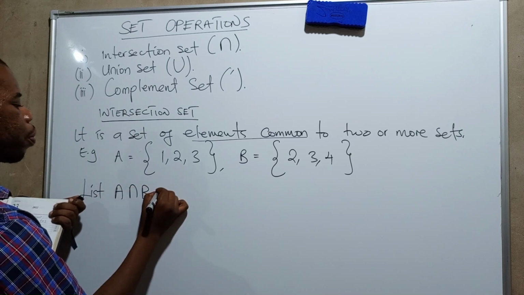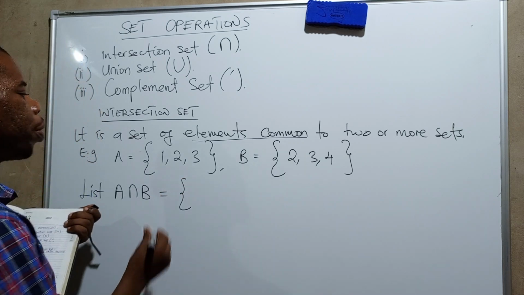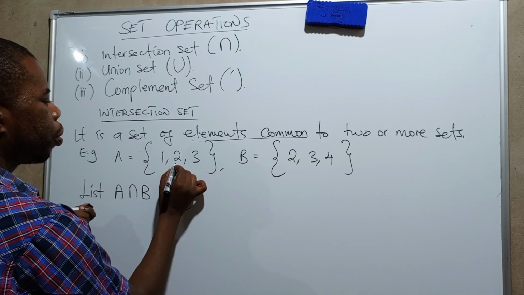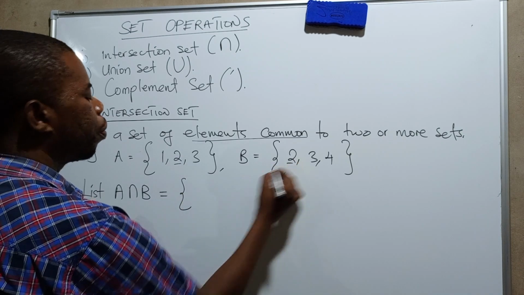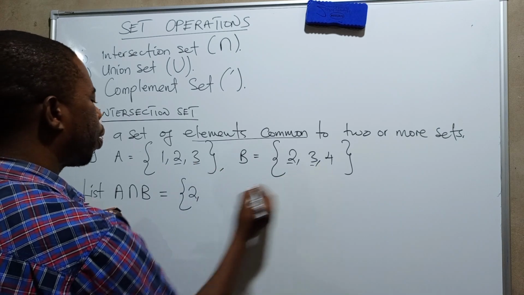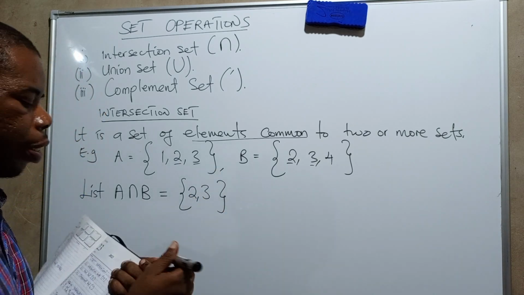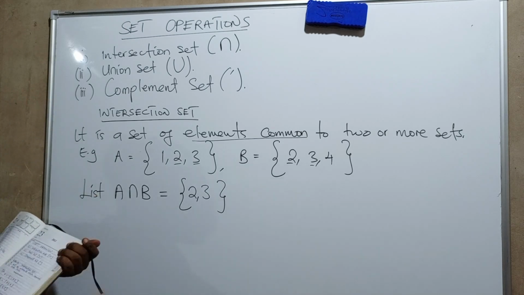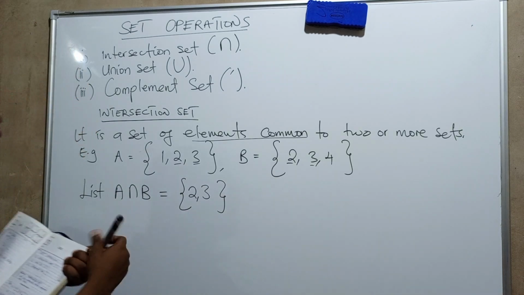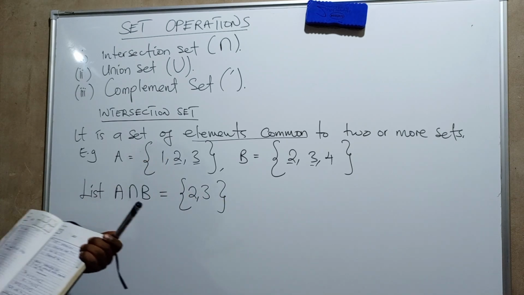In that case, it will be a set of elements which are common in set A and set B. So what is common in set A and set B? 2 is around here and 2 is around here, so we can put it in this new set. Then 3 is also in both, so we can put it here as well. So this set we have created is an intersection set, which comprises elements that are common to set A and also to set B. This is how we do an intersection set.